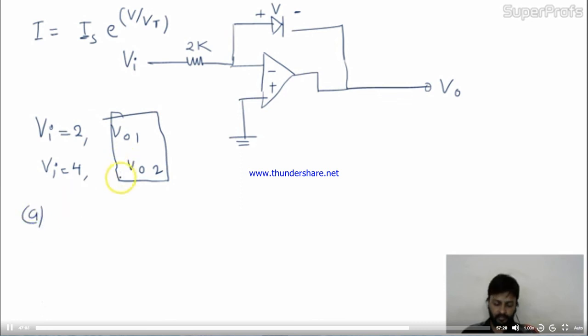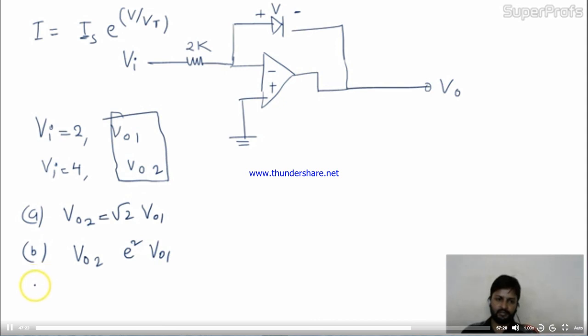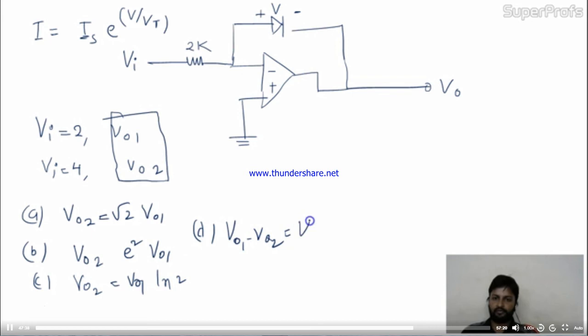Now the question is, what is the relation between V01 and V02? Option A is V02 equal to √2 of V01. Option B is V02 is e square of V01. Option C is V02 is V01 of ln2. Option D will be V01 minus V02 equal to Vt ln2. Okay friends, this is given over here.